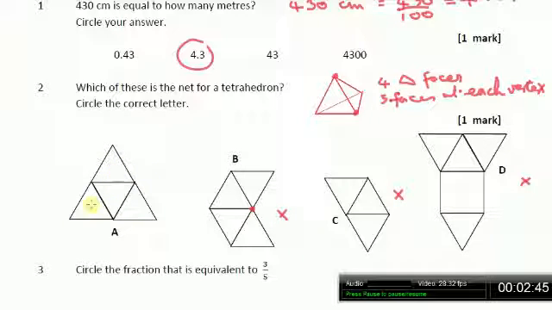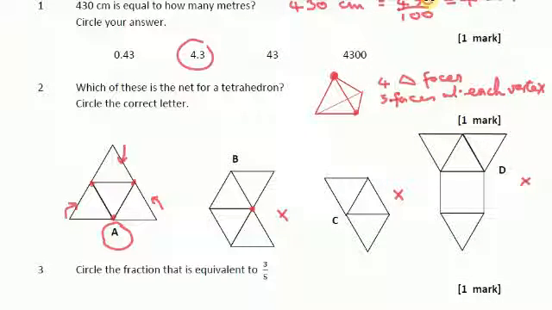4 triangular faces, yes, 1, 2, 3, 4. 3 faces at each vertex, let's see. At this vertex, we have faces 1, 2, 3, yeah? And at this vertex, we have faces 1, 2, 3, yes? And at this vertex, we have faces 1, 2, 3. So there's only one more vertex, which is when you fold up the 3 corners to come up out of the page, if you like, then this corresponds to the vertex here. Then you can see that once again there are 3 triangles. So A is the right answer.